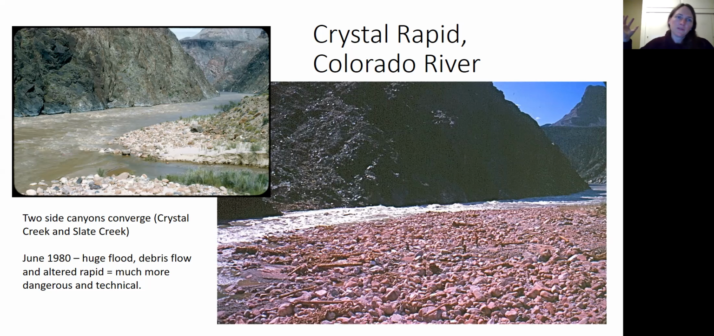This massive debris flow came down into the Grand Canyon from Crystal Creek and deposited this huge debris flow and altered the rapid, basically, in a day. And it became much more dangerous and technical. In fact, they had to basically close the river to rafters because the rapid was so treacherous. And so this just shows you how rapids form and how big flood events can cause massive changes to a system like the Colorado River.